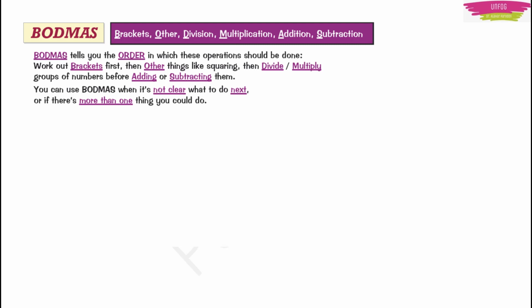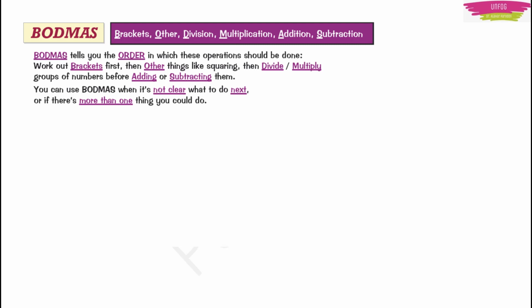Now what is this BODMAS? The full form of BODMAS is brackets, orders, division, multiplication, addition, subtraction. Basically, BODMAS tells you the order in which these operations should be done. First you remove the brackets, then you deal with the orders, like squaring and indices and all that. After that you divide or multiply. At last, if needed, you add, or if needed, subtract.